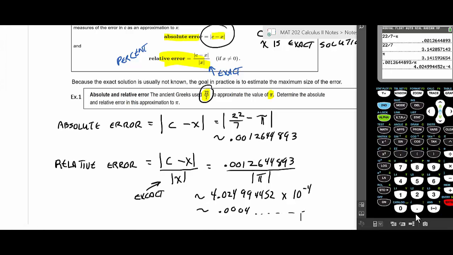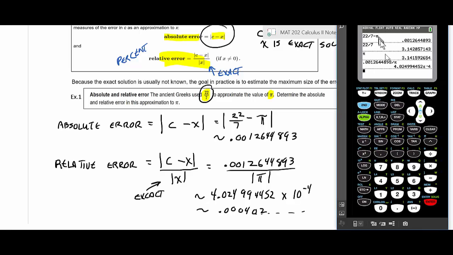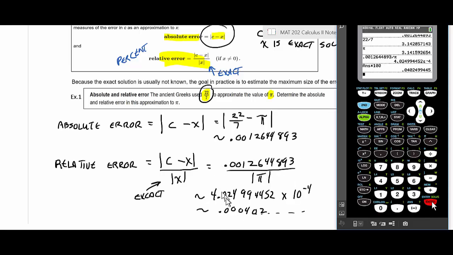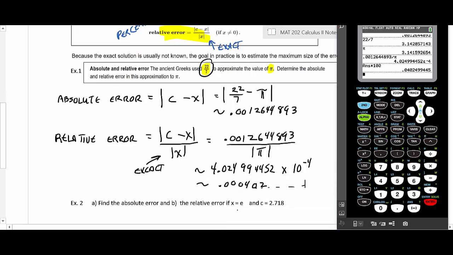Now, if I convert this to a percentage, I'm going to take that out just a couple more places, and that would be your relative error right there. Did I put that right on my calculator? Yeah, I think I did. I've got to multiply by 100 or just move the decimal over 2. There we go. That's going to be about 0.04%, about what that error is.